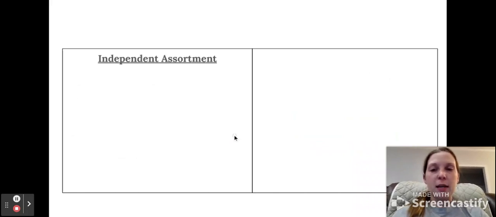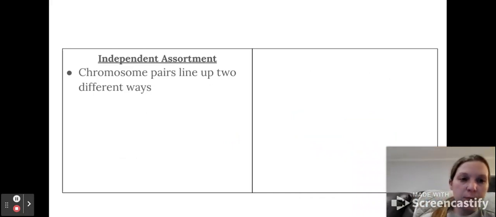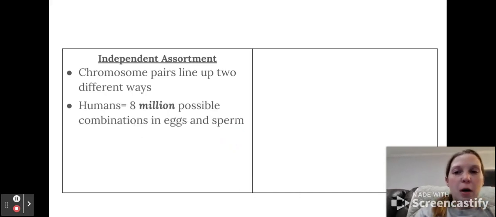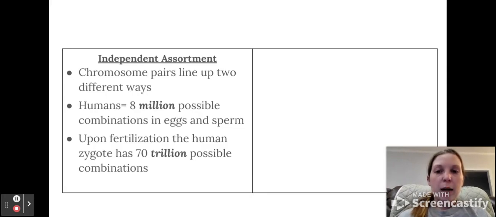So the first one we're going to look at is independent assortment. And this is where the chromosomes will pair up and line up in 2 different ways. So for humans, there are 8 million possible combinations in eggs and sperm that you can look at for independent assortment. And upon fertilization, the human zygote has 70 trillion possible combinations, just depending on which genes are there and expressed on that karyotype, then will show what the offspring possesses.